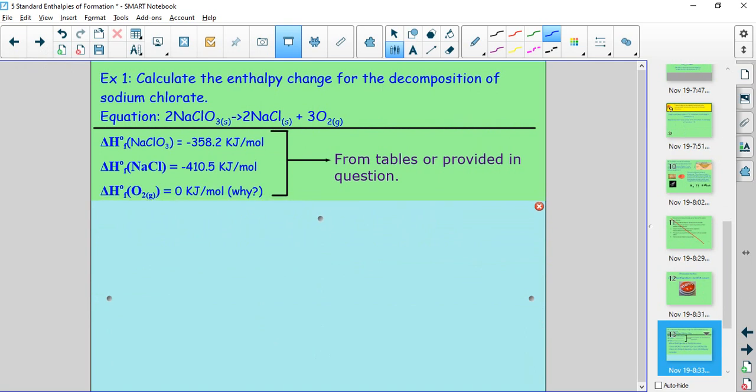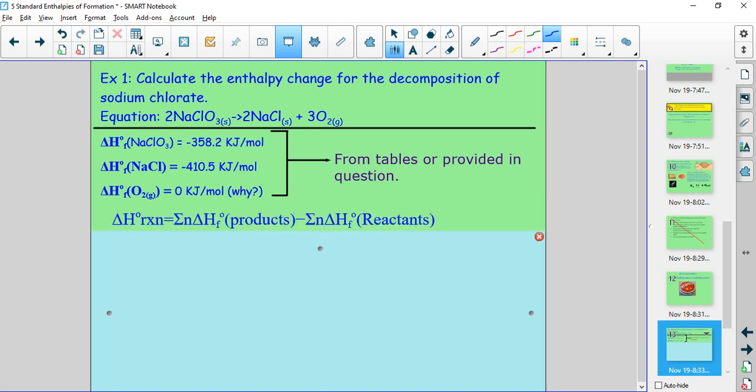Okay, so here we have a typical example. Sodium chlorate reacts to produce sodium chloride and oxygen gas in a 2:2:3 ratio. Okay, here are the heats of formation provided to you. Remember, oxygen is diatomic, right? It's going to be 0. Remember to know why that is.